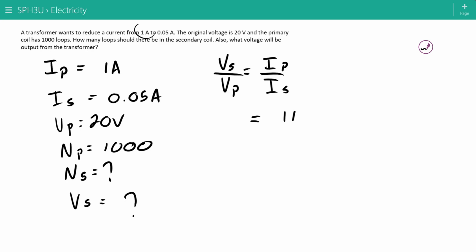So 1 amp, 0.05 amps, voltage secondary, which I don't know, divided by 20 volts. And here, I can just do this math fairly easily. 1 divided by 0.05 times 20 is 400 volts.